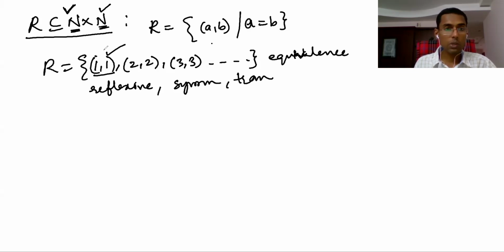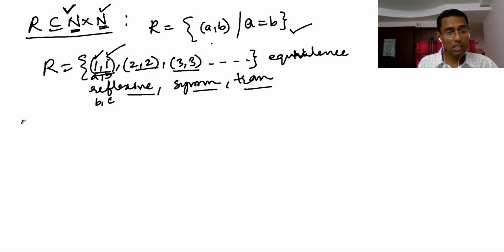Why? (A, B) is this, (A, B) is that only, (B, C) is that only, so (A, C) is also the same thing. So that's why I told you that (1, 1), (2, 2), (3, 3), these you need not check. Automatically that satisfies reflexive, symmetric, transitive. Therefore, R is an equivalence relation from N to N. Anyway, now we'll see reflexive, then symmetric.